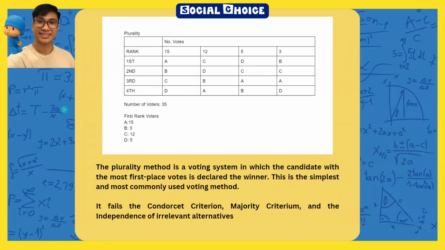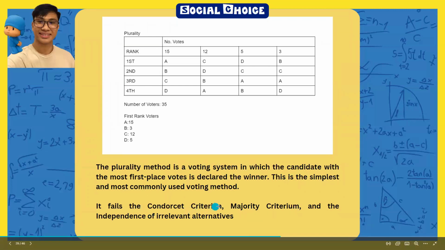So ang next voting method natin is the plurality method. So it is a voting system in which the candidate with the most first place votes is declared the winner. So yung pagkakaiba nito sa majority voting system, dito naman kung sino yung pinakamadaming first place votes, hindi yung more than 50% kailangan. So basta mas marami siya kaysa dun sa iba, siya yung mananalo. So it fails the Condorcet criterion, majority criterion, and the independence of irrelevant alternatives.